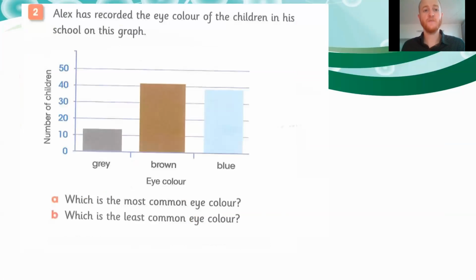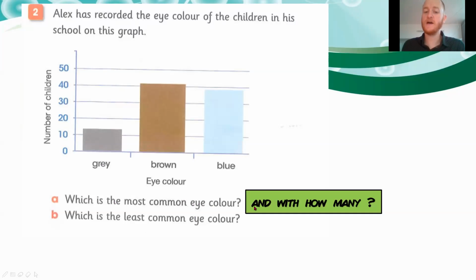Next question, we have a bar graph. Here, Alex has recorded the eye color of the children in his school. So a lot of children in his school, and most of them have gray, brown, and blue eyes. They ask you here, which is the most common eye color? So you look at the bar graph, which one is the most common? And they ask you as well, and with how many? Meaning that you have to look at the number of people with that most common eye color.